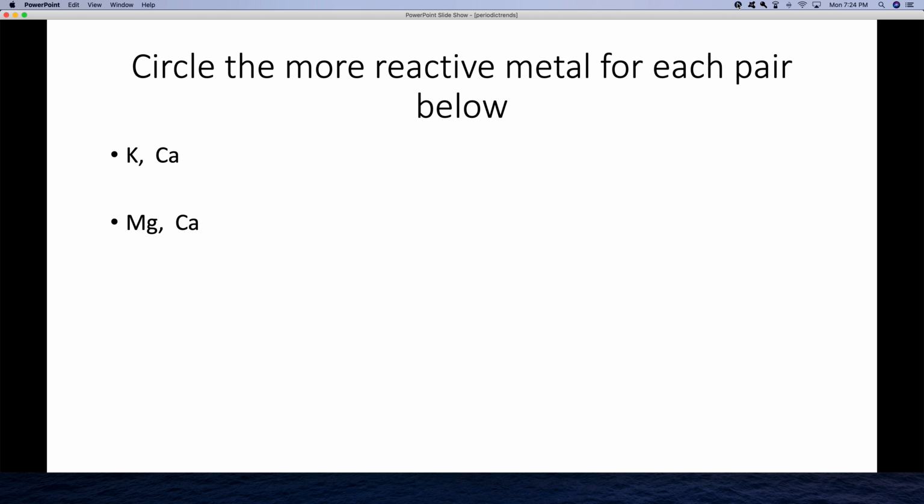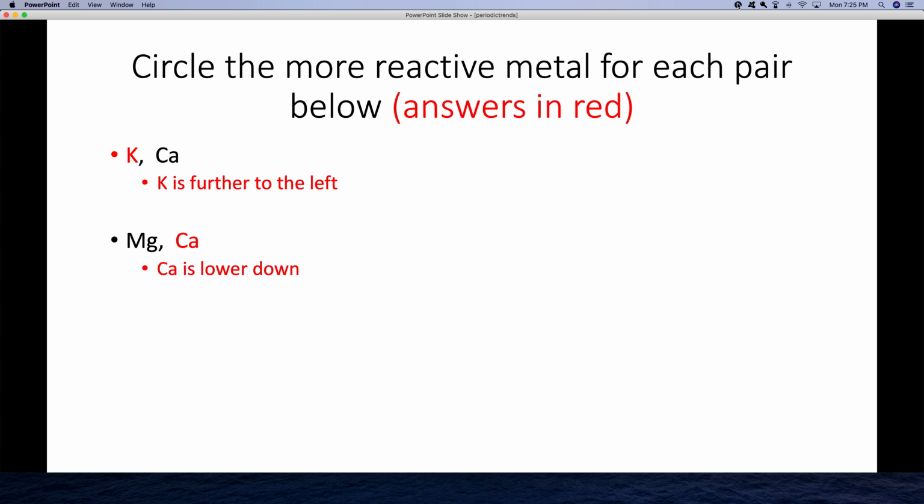So try this on your own. Give yourself a minute. In each pair, circle the more reactive metal. Okay? Hit pause, try it on your own, and then when you're ready, you can go ahead and hit play and go to the next slide. All right, and as you can see, the potassium is further to the left than calcium, therefore it should be a more reactive metal. Going down a column, magnesium and calcium are in the same column. Lower down in the column, more reactive.